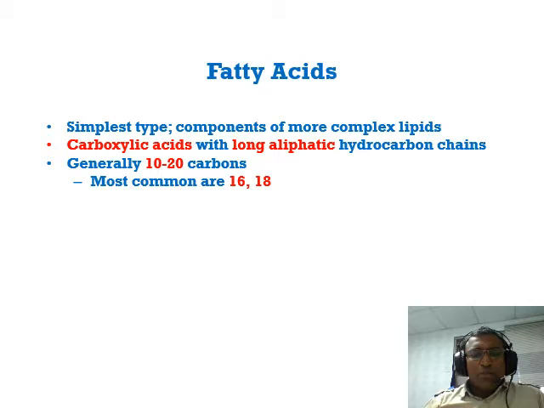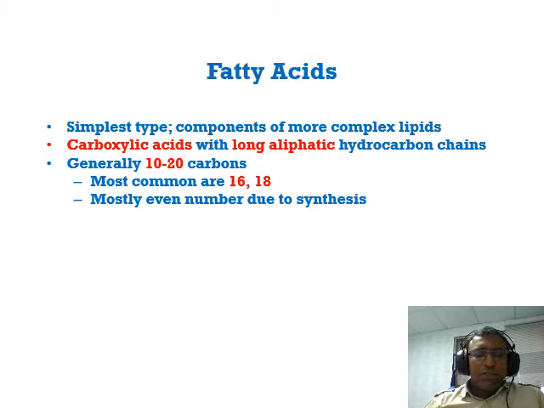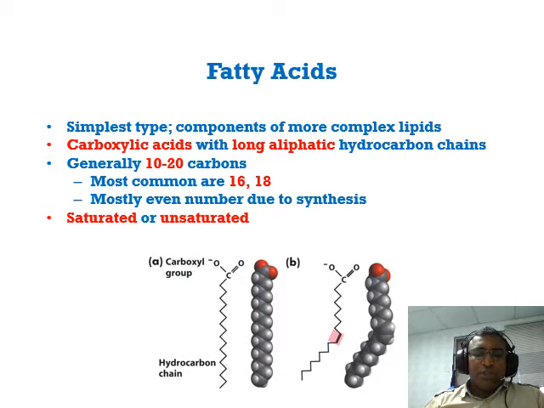The most common ones are palmitic acid, 16 carbon, and stearic acid, 18 carbon. Mostly even numbers like 16, 18, 20, but there are also odd chain fatty acids in nature. Here is shown the diagram of saturated as well as unsaturated. The unsaturated basically includes one or more double bonds, and because of the double bond it will bend, and this bending is referred to as kinks.